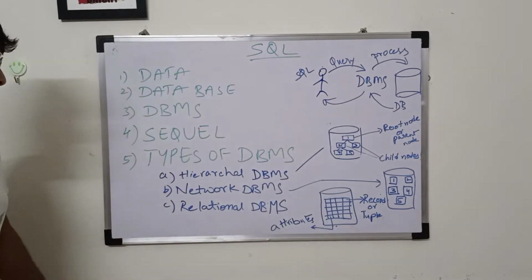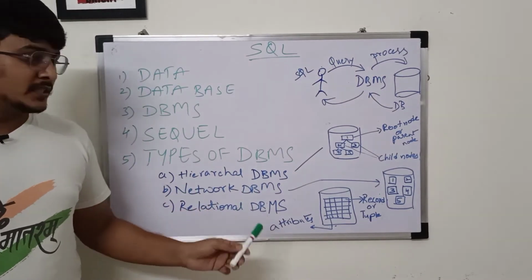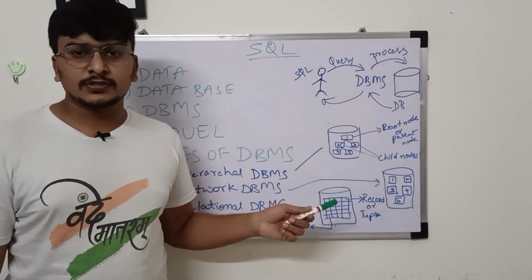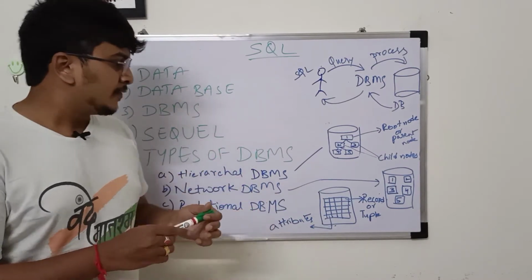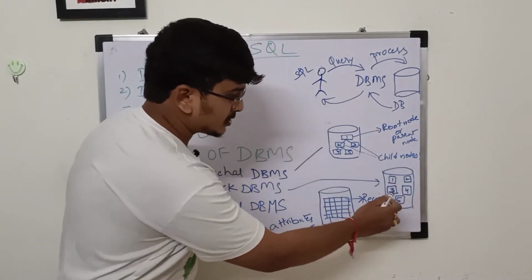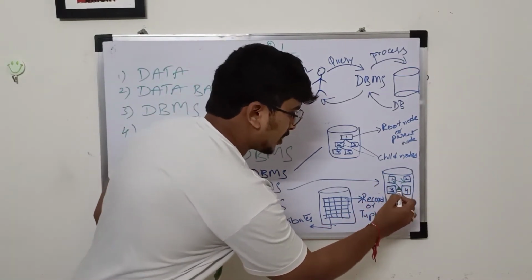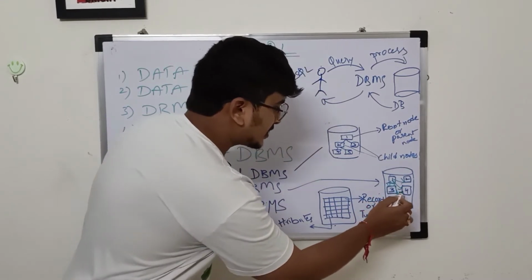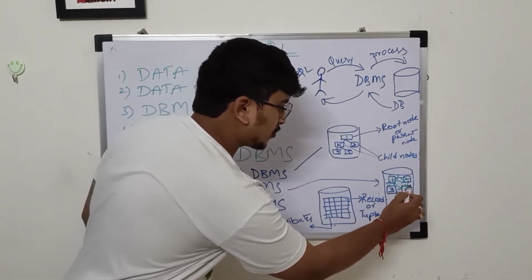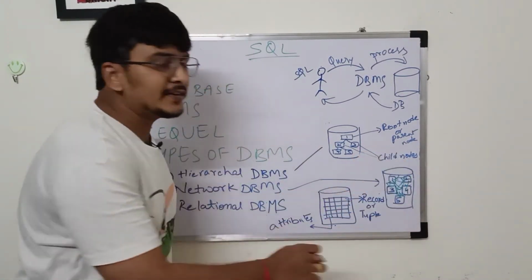When compared to the hierarchical one, network DBMS means there will be different nodes, and the data will be stored in all the nodes. For example, see this. There are 5 nodes here. The first node is connected to the second, third, and fourth nodes, and every node is interlinked. Similarly, from 2 to 1, 2 to 4, 2 to 3, and 2 to 5. Like this, all nodes are connected with the remaining nodes.